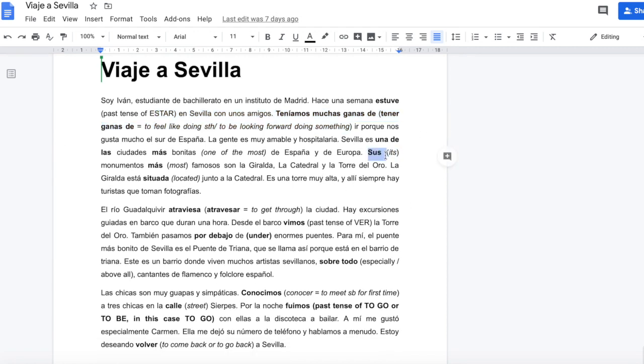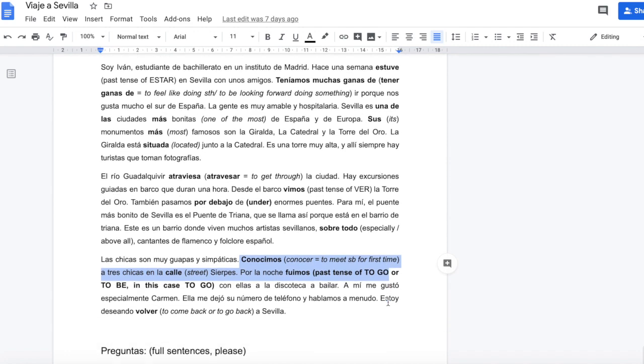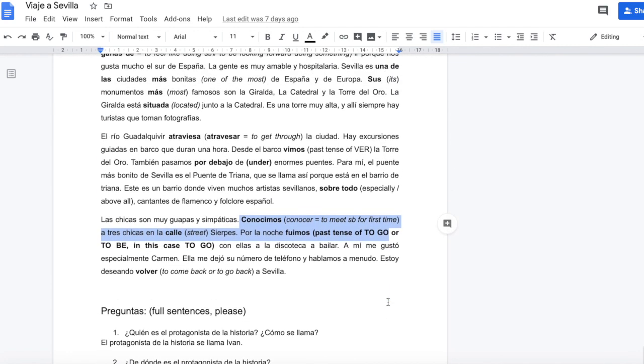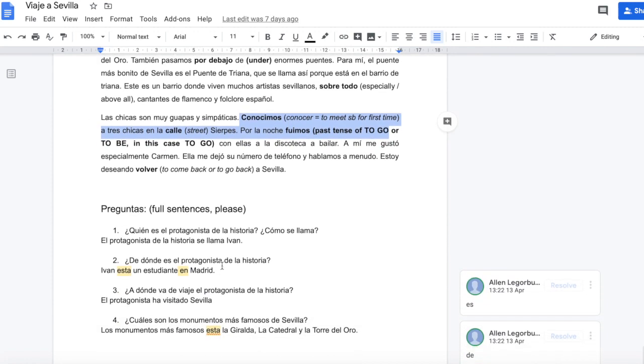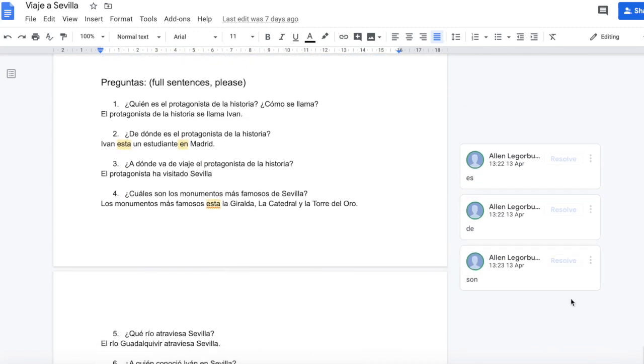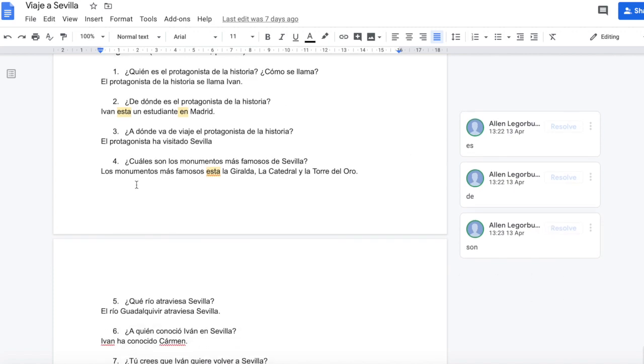I have seen my students having some difficulties with this, the "it's" and this possessive adjective. So here I'm marking all the adaptations. Sobre todo, especially, "fuimos," past tense of to go. Important things, normally I mark the important things. And as I said before, if there is something that I don't like when I find the reading on the internet, I cut it or I adapt it. Here are the questions, here the notes I write for my students to correct.